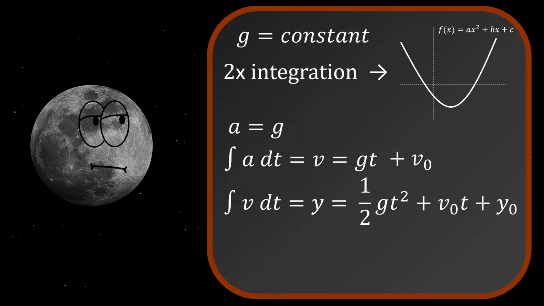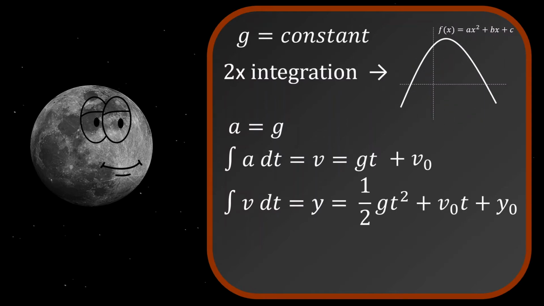But wait a minute. We want to find the shape that the apple follows in the air. The parabola is upside down. This is fixed by the fact that the constant g is negative because the gravity pulls downward. In other words, we can rotate the parabola.